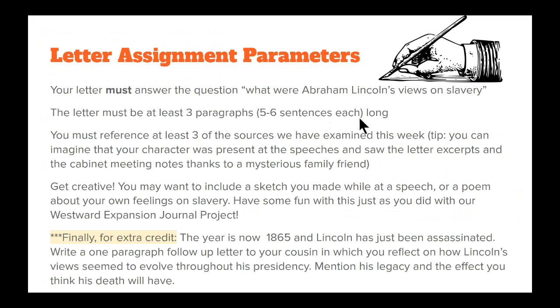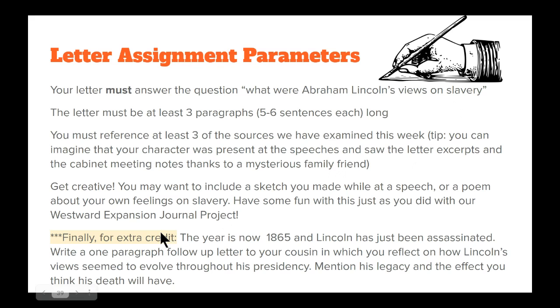So these are the parameters of the assignment. The letter must answer the question, what were Abraham Lincoln's views on slavery? The letter must be at least 3 paragraphs, and they had to reference at least 3 of the primary sources that we'd examined throughout the week. I again asked them to get creative. They could include sketches, poems, songs, whatever they wanted.